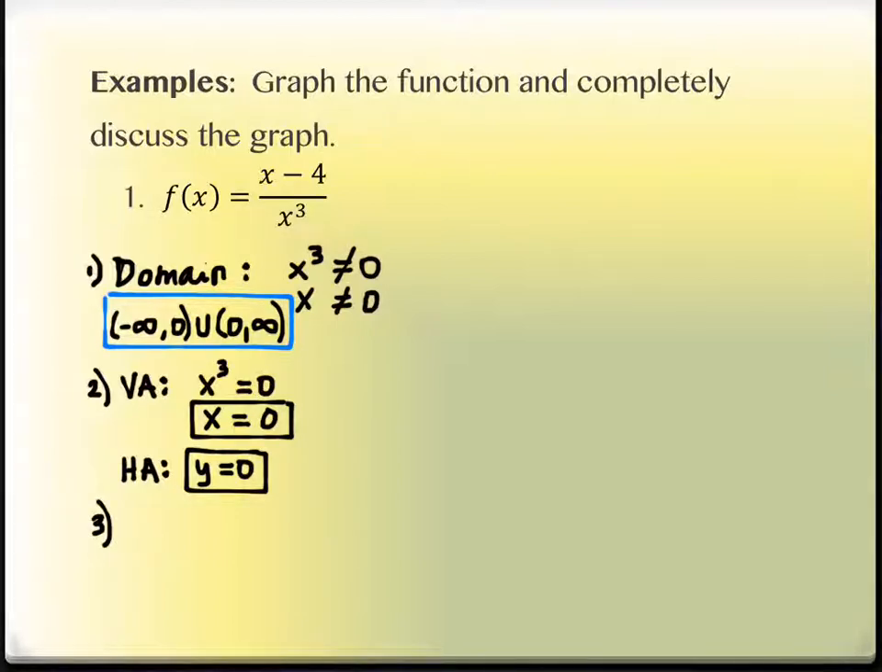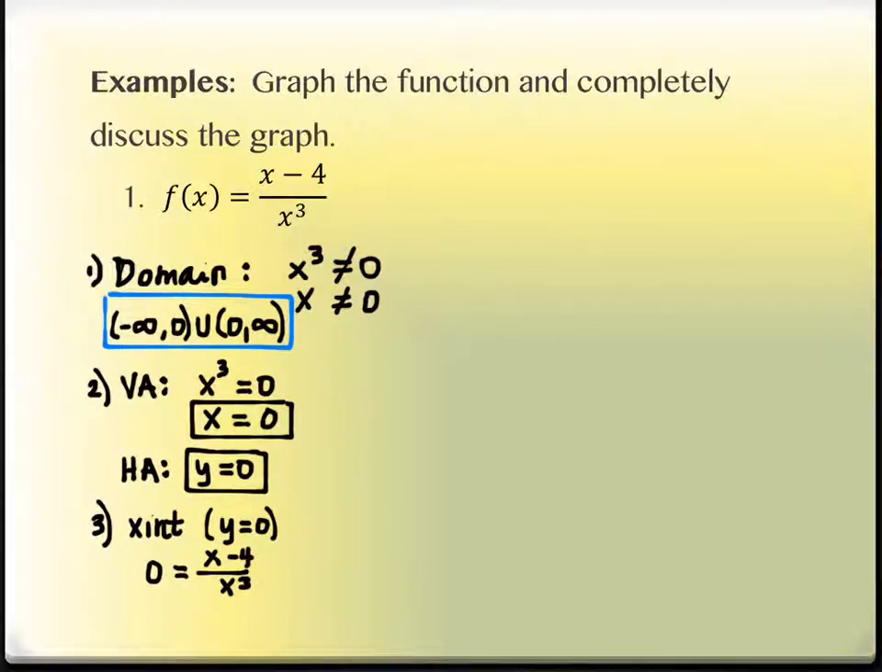In particular, we're looking for two intercepts, and they may or may not exist, okay? We're looking for an x-intercept and a y-intercept. So I'm just going to go alphabetical order. X-intercept. How do I find where an x-intercept would be located? What do I have to do? We let y equal to 0, right? So we're going to set y equal to 0. So where does y equal 0? Well, this is 0 equals x minus 4 over x cubed.